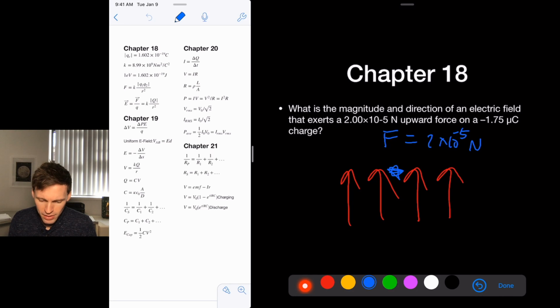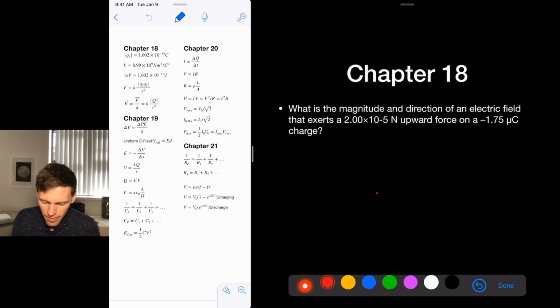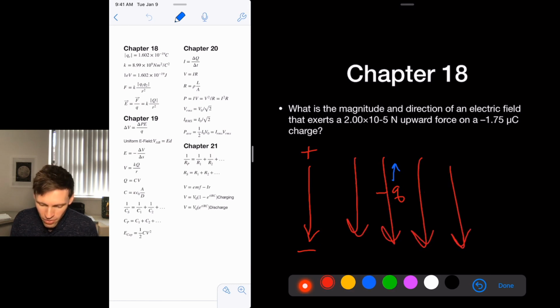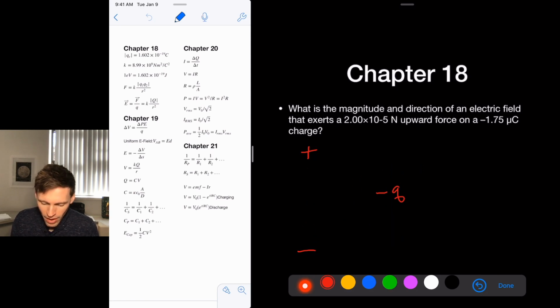So we know that the force on the negative charge, okay, so let's clear all this. We've got a minus charge, and we know that electric fields go from plus to minus, so that's our electric field lines, and negative charges are attracted towards the positive side. So in this case, if our force is upwards and it's a negative charge, then the electric field has to be pointing down, opposite to the direction of the force.